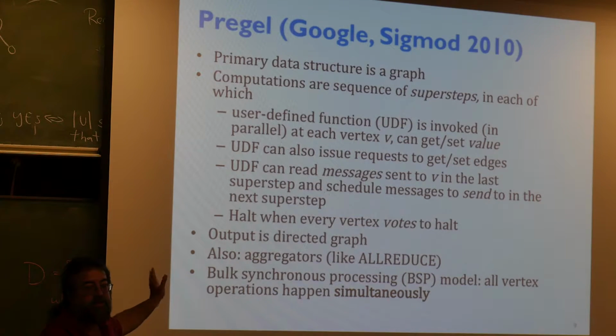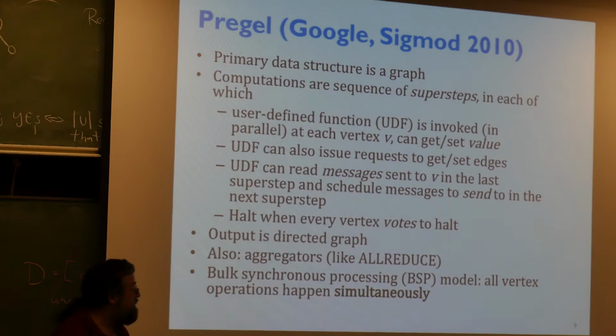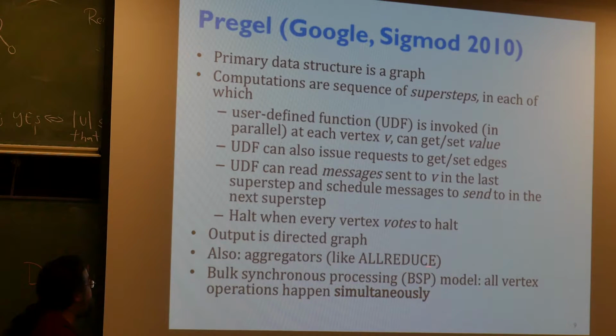This is an iterative process, so the algorithms are iterative. The other thing each vertex can do is vote as to whether to keep the computation going or to halt it. So this model is called bulk synchronous processing. All the vertex operations happen simultaneously. So everybody's working with the current value and the messages from the last iteration. And then all the values get set and changed together, okay? So this is the basic idea of bulk synchronous processing.